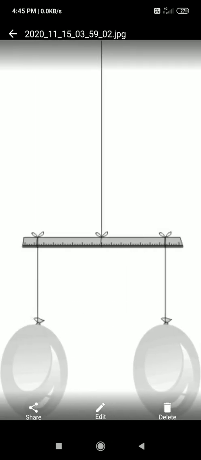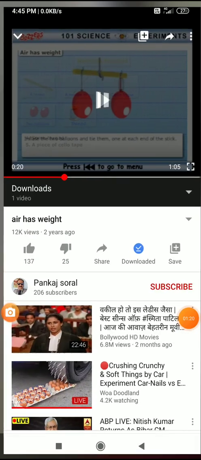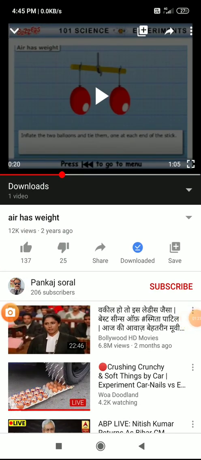Now you have to arrange it like this. Means you have to tie both the balloons to the stick at equal length. Then in the middle, exact in the middle, you have to tie the thread. So students, now we will see the video of how to perform the activity. Same like that you have to perform it at home.